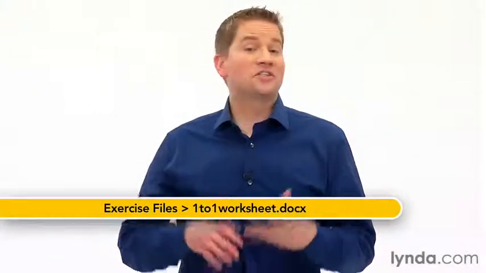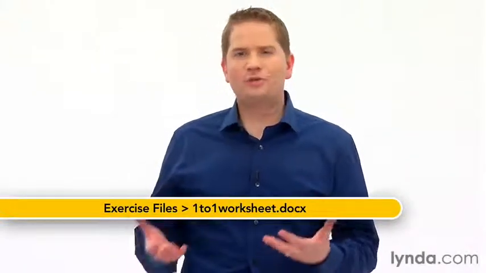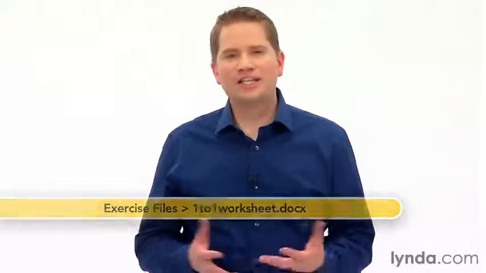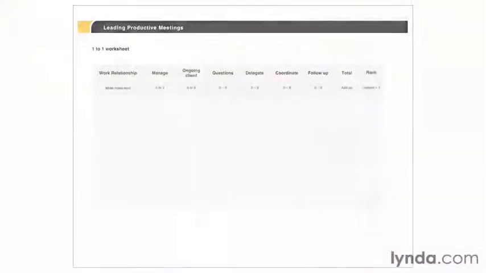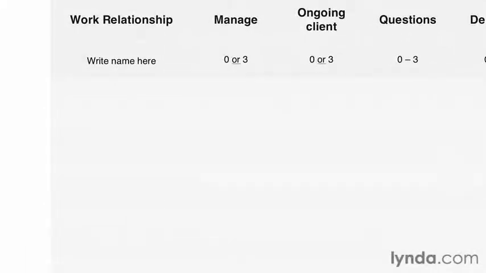This worksheet is a subjective guide that allows you to evaluate for yourself the needs of the people that you work with. In the first column, you'll see Work Relationship. Simply list all the people that you work with on a regular, recurring basis. Don't worry about listing people that you work with once per year or less. Only focus on the names of people that you see on a daily, weekly, or monthly basis.